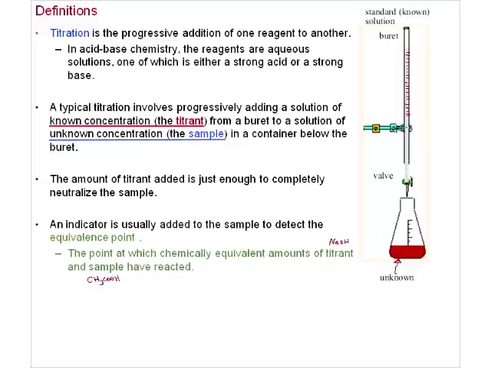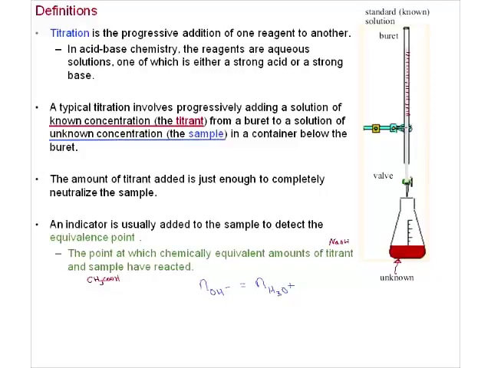So I'm just going to jot that down here. So at the equivalence point, the number of moles of OH minus is equal to the number of moles of H3O+. So we've completely neutralized the acid or the base. And we call that the equivalence point.